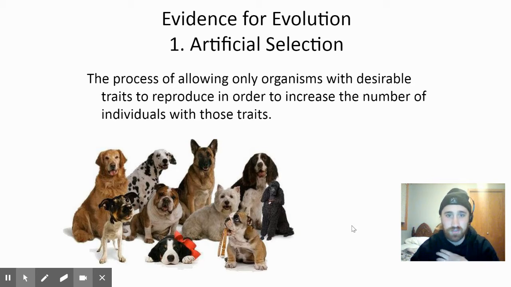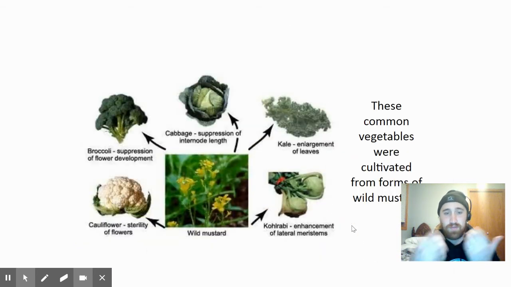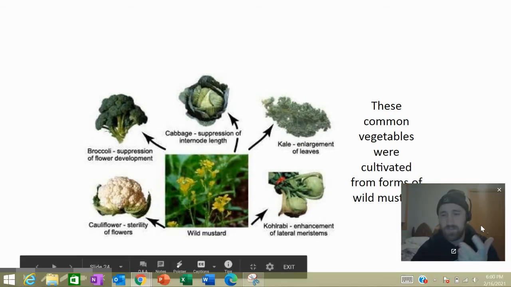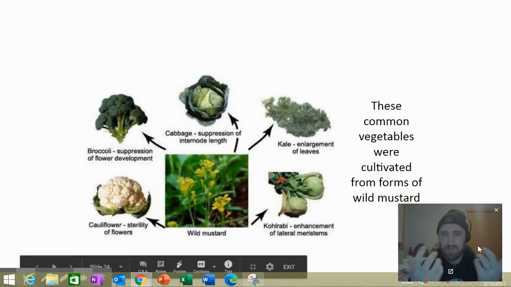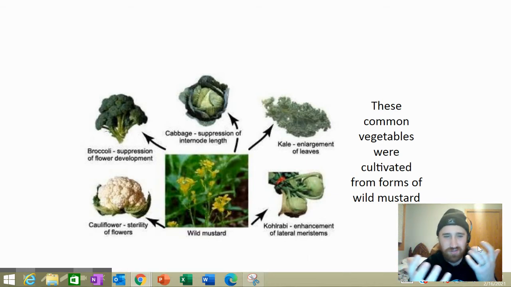Human directed selection. Okay, human directed evolution. Now, you might also see this in some of the vegetables we eat, and I guess some of the fruits as well. A lot of these commonly known vegetables, like broccoli, cabbage, kale, kohlrabi, and cauliflower, all actually came from wild mustard. Through artificial selection, we were able to turn that wild mustard plant into these five other types of vegetables that we eat today.